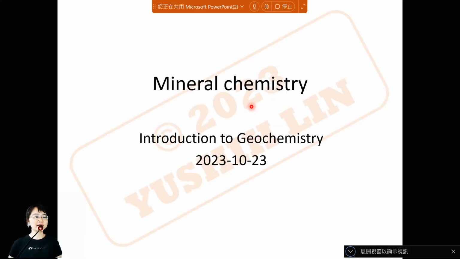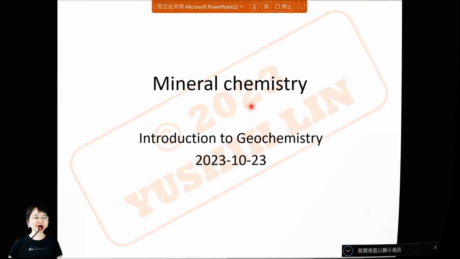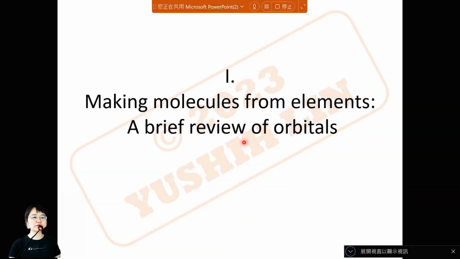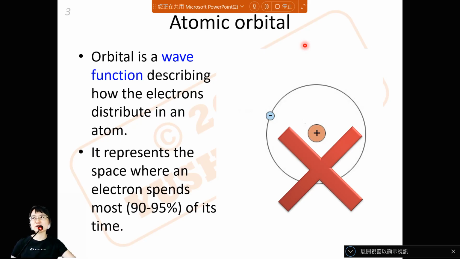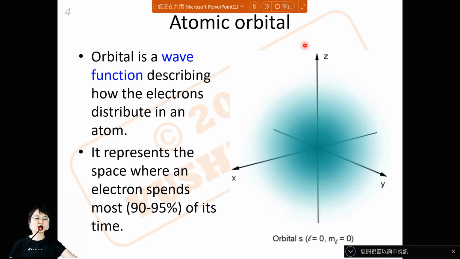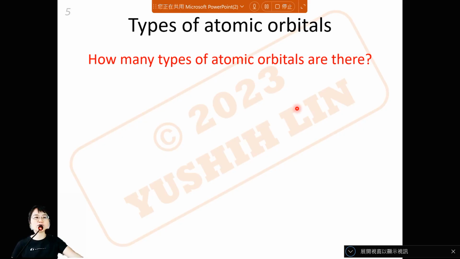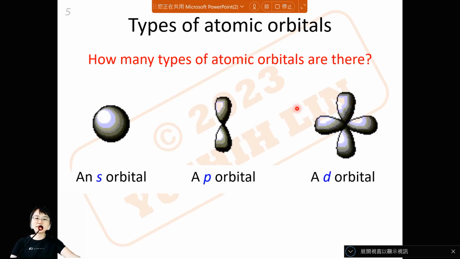Mineral chemistry. This part is probably one of the most chemical lectures of this course. The first part will be a brief review of our orbitals, because today we will talk a lot about orbitals, but that was already your assignment, so I will just go through it very quickly. This is how we usually think of orbitals, but this is actually wrong. In fact, an orbital is a concept of probability, the chance that the electron occurs in a certain space around the nucleus. From your chemistry lecture, you know there are several kinds of orbital, s, p, d.